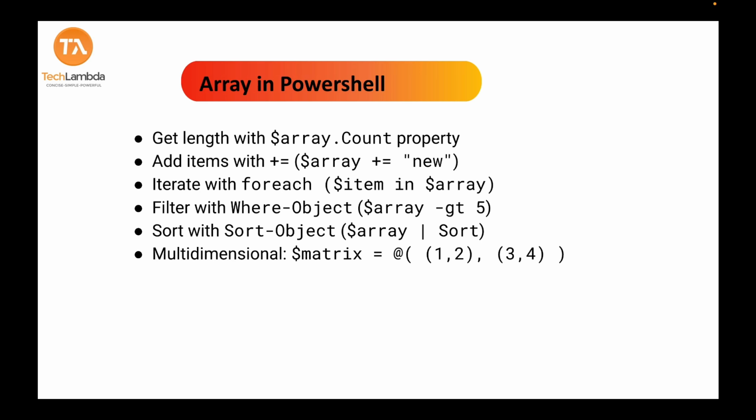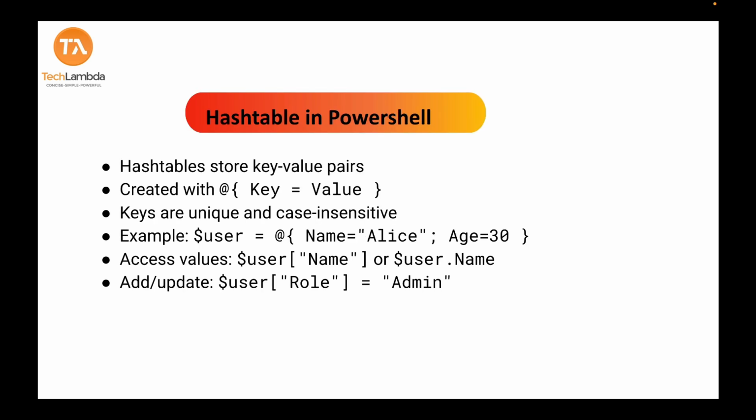Then these are the other functions that you can perform on an array, like the count property. You can add an item using the plus equal operator. For iterating over or looping through the values you can use foreach. Then there is the -gt comparison with a property for filtering your array. You can sort them also. You can create a multi-dimensional array by using multiple arrays in your single array.